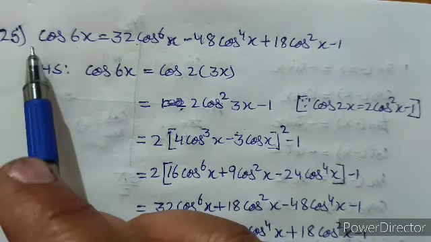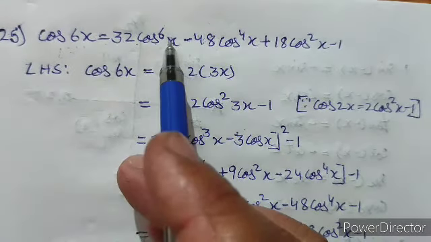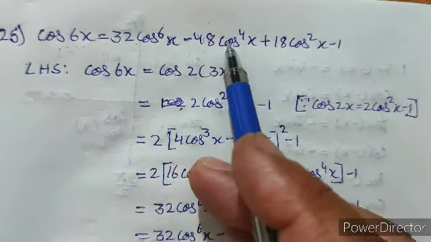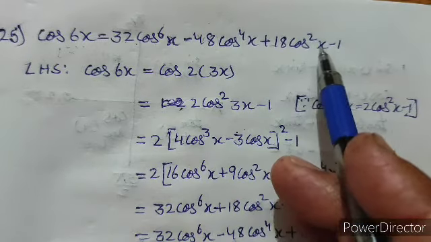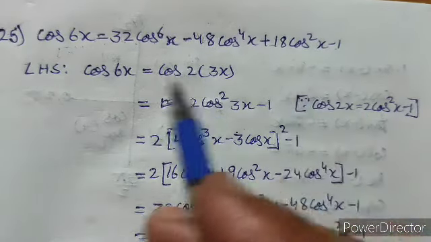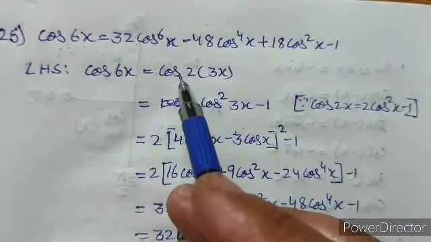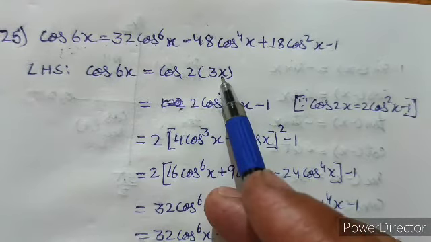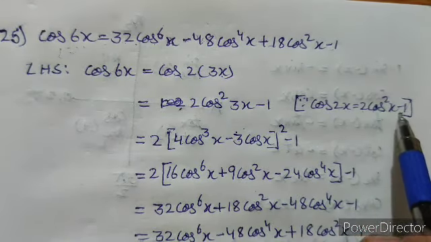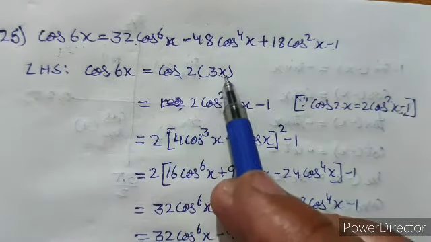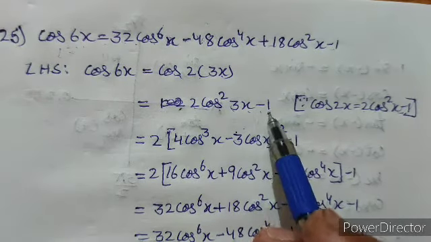Now in the last question of the exercise, we have to prove cos 6x equal to 32 cos to the power 6 x minus 48 cos to the power 4 x plus 18 cos square x minus 1. Now on taking left hand side, cos 6x can be written as cos 2 into 3x. As we know that cos 2x equal to 2 cos square x minus 1. So cos 2 into 3x can be written as 2 cos square 3x minus 1.